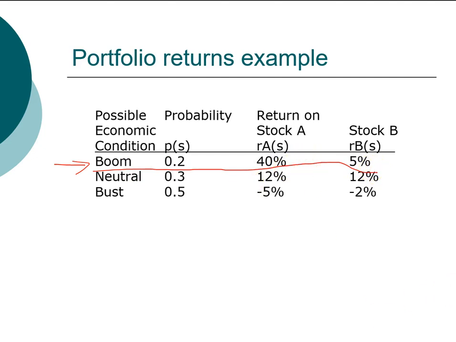So as a practice, let's go ahead and compute the expected return and the standard deviation for both stock A and stock B. Go ahead and do that. Compute the expected return for stock A and the expected return for stock B, and also compute the standard deviation for stock A and the standard deviation for stock B. If you forget how to do that, go back to the last video and take a look.